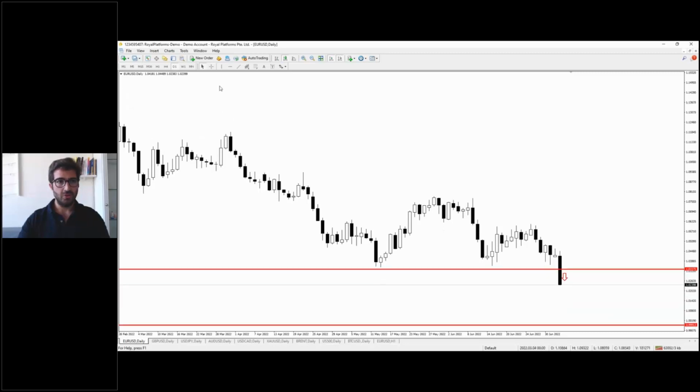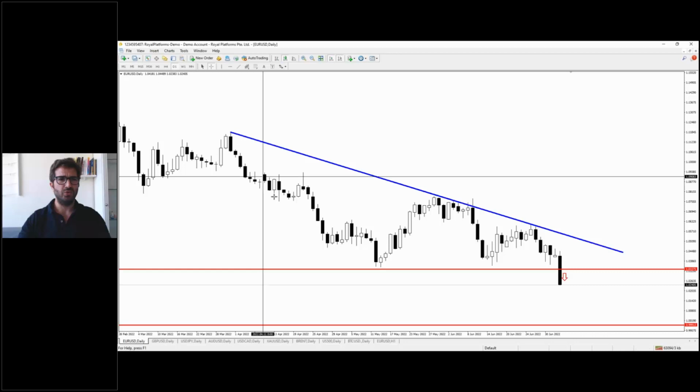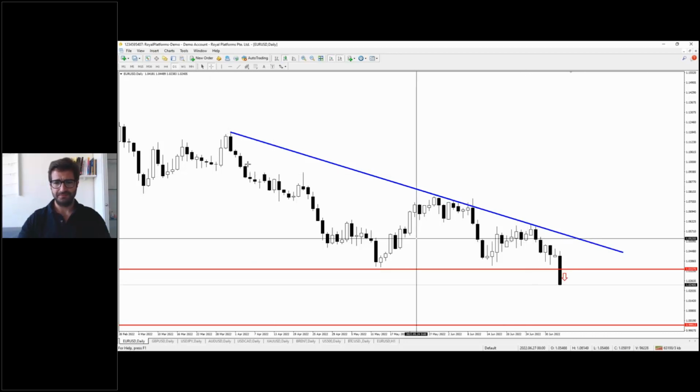Starting with the Euro USD. Euro USD is moving aggressively to the downside currently. So if we look first at the higher time frame, we have this downtrend here. The market is in a clear downward movement: higher lows, lower highs and lower lows.